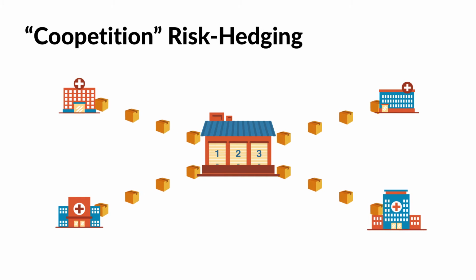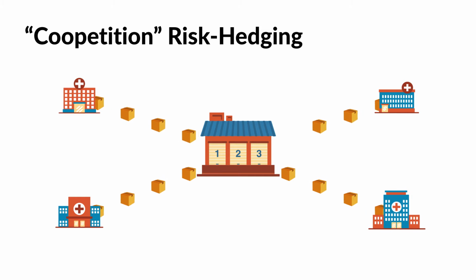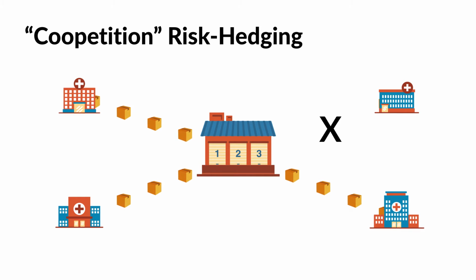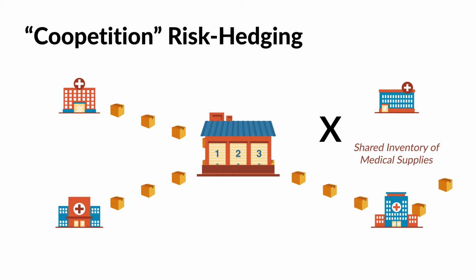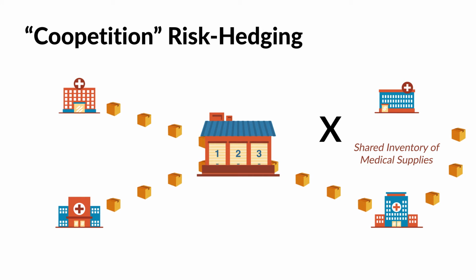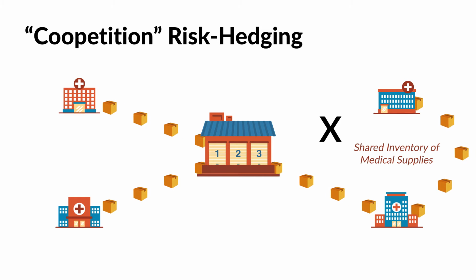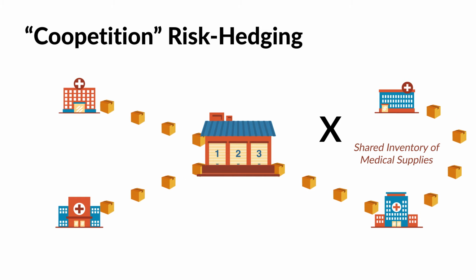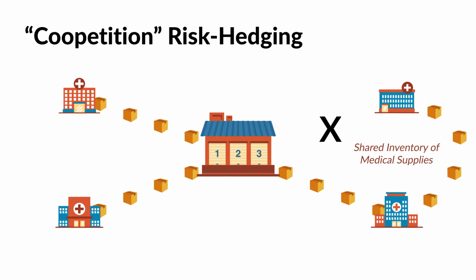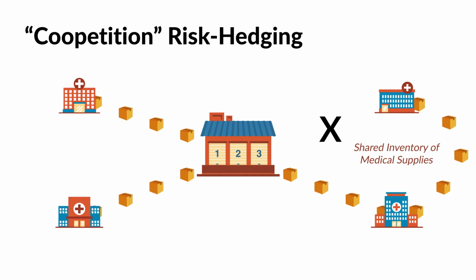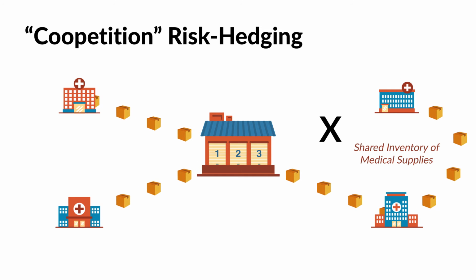Another variant of coopetition risk hedging strategy implementation is to have individual locations share inventory with each other. Similar to our previous retail example, hospitals can also transship needed items to each other if the shared distribution center runs out. This type of resource sharing requires tremendous amounts of communication, collaboration, and coordination, but helps address supply disruptions.